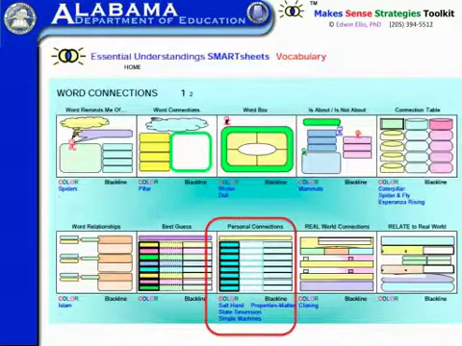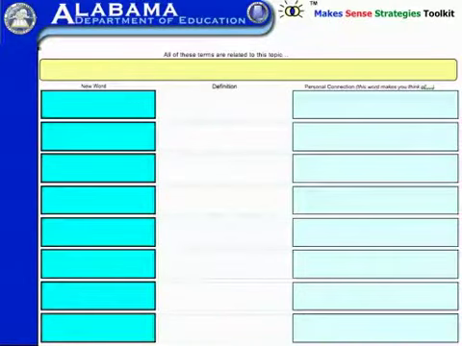Another tool from word connections is called personal connections. It looks similar to one you've seen already, but the prompts are a little bit different. All the terms are related to this topic. What are the words, their definition, and a personal connection? What does it make you think of?